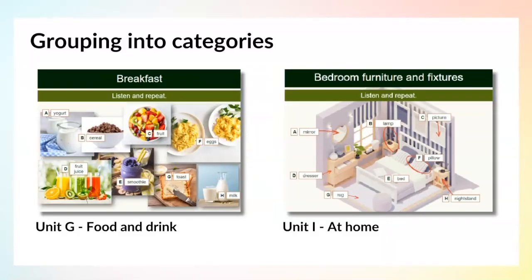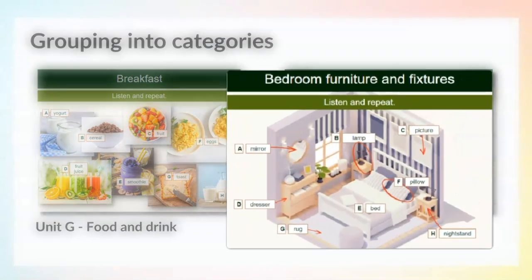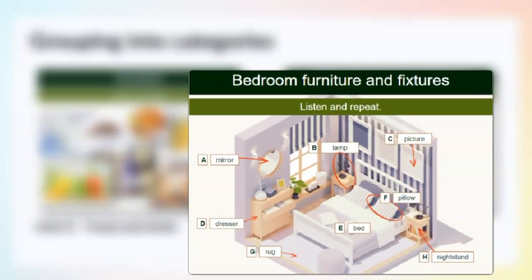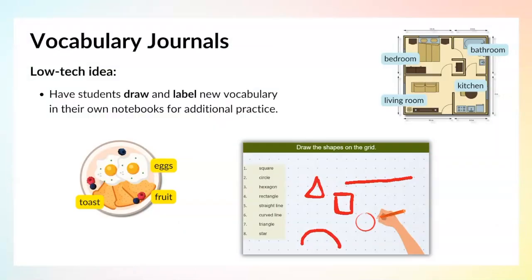Another strategy that Off to Class slides often use is the strategy of grouping vocabulary into related categories. Here are some examples from the Unit G lesson on foods and drinks and the Unit I lesson on objects in the home. You can then use these groupings to help students understand how to categorize new words.